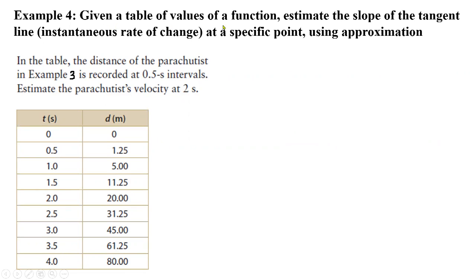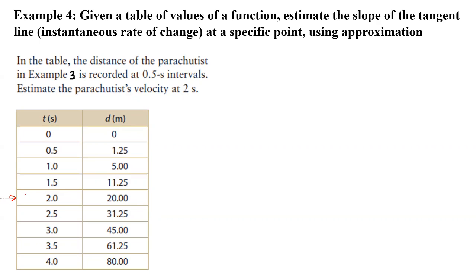Given a table of values of a function, estimate the slope of a tangent line, or instantaneous rate of change, at a specific point using approximation. Okay, this problem states that in the following table, the distance of the parachutist in example 3, which is the previous example, is recorded at 0.5 second intervals. Estimate the parachutist velocity at 2 seconds. Again, we're going to calculate the instantaneous rate of change of D in terms of t at t equals 2 seconds, which is here. You need to find the instantaneous speed at t equals 2 seconds, right?